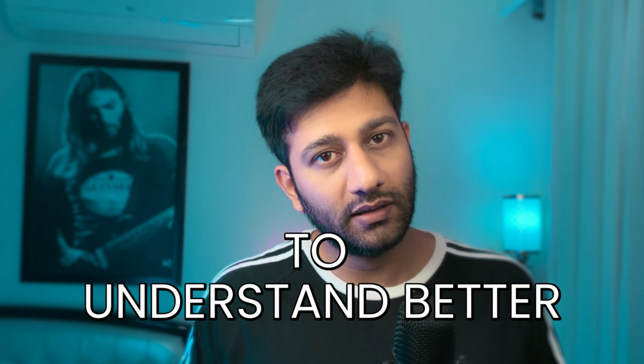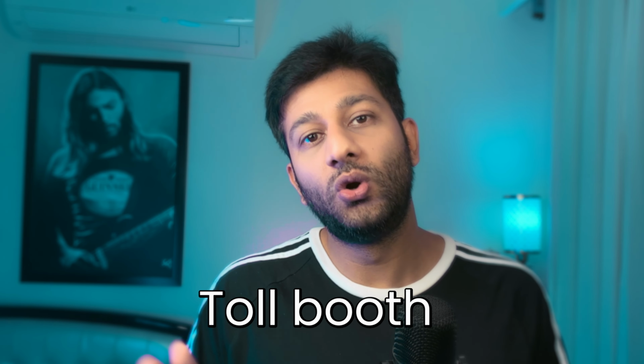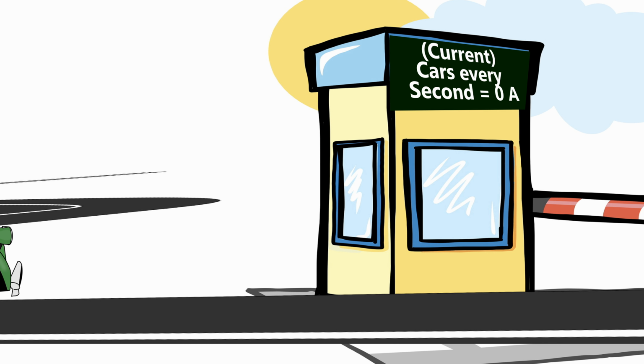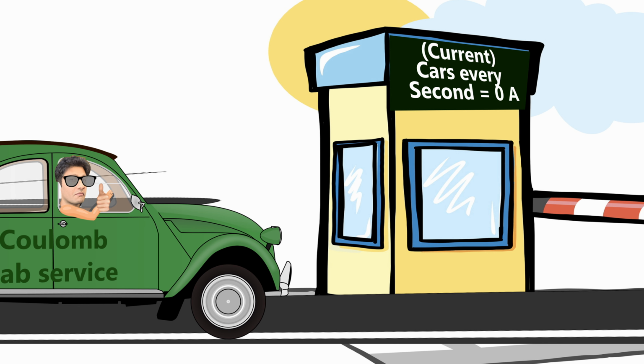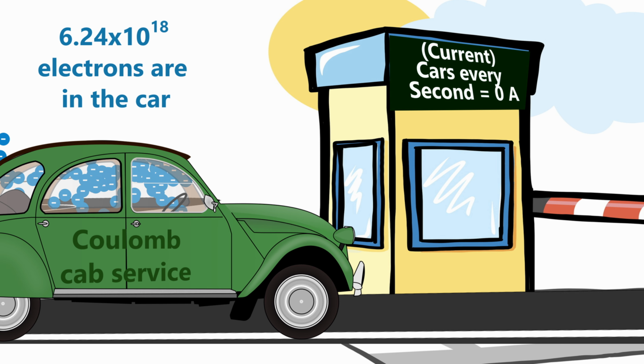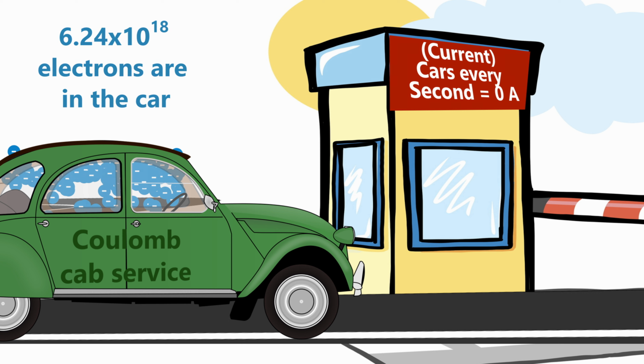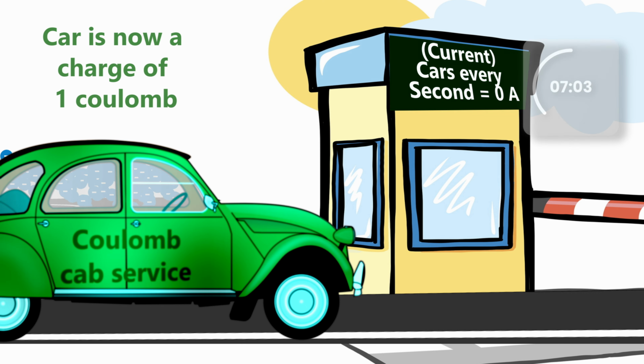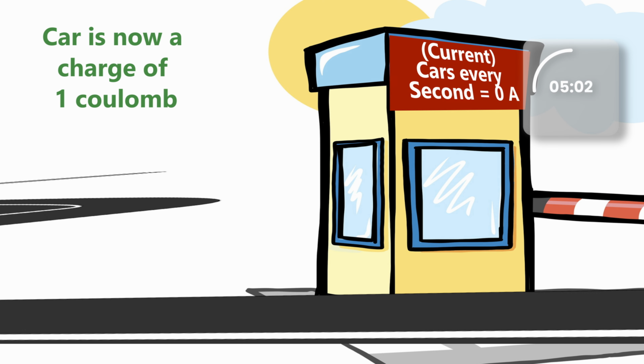To draw a parallel, we can take the example of a toll booth or a toll plaza, which simply counts the number of cars that are passing by. So now the electrons are basically people in the car, which becomes a charge, and we are calculating how many cars are passing by every second. That's current. So 1 ampere of current means the flow of 1 coulomb of charge per second.